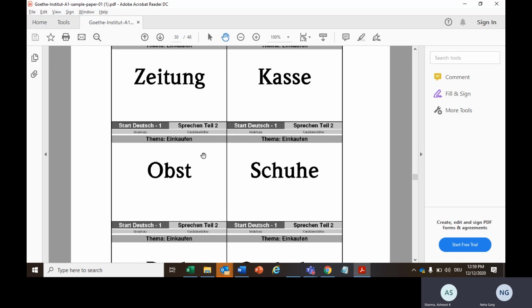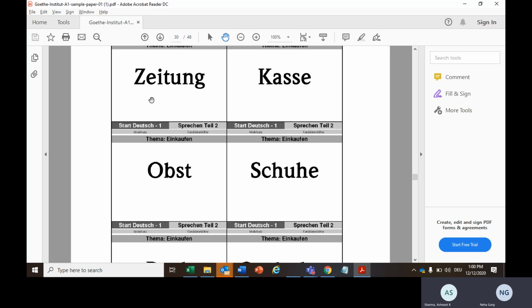But this is wrong, no? Because the theme is einkaufen, right? So ich kaufe... what do we say for few? Wenig. Ich kaufe wenig Obst. Ich kaufe viel Obst. I buy a lot of fruits. Ich kaufe viel Obst ein.